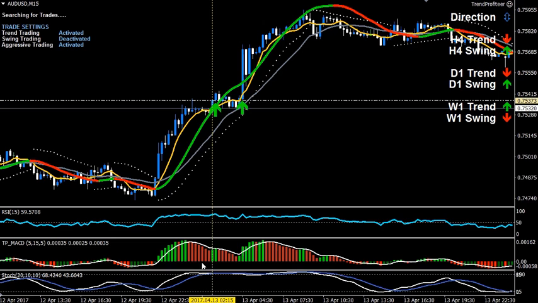We've had at least 2 consecutive red histogram bars above the zero line, followed by a green histogram bar above the zero line. Now, it doesn't have to be above the signal line on an aggressive swing trend trade, and that's all the criteria that we look for a swing within a trend trade.